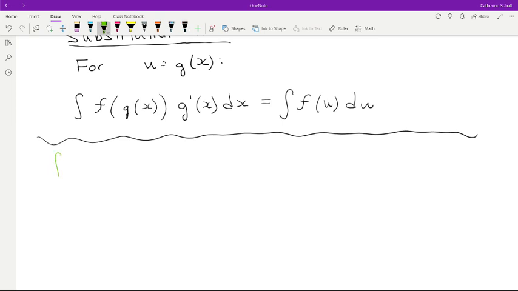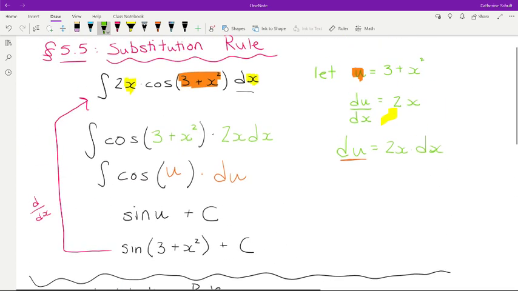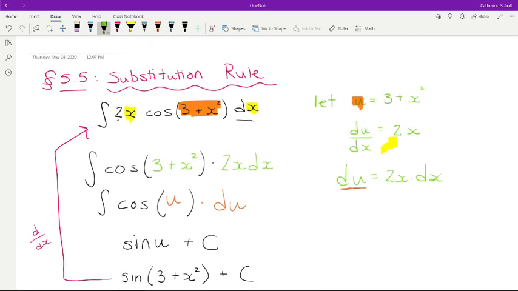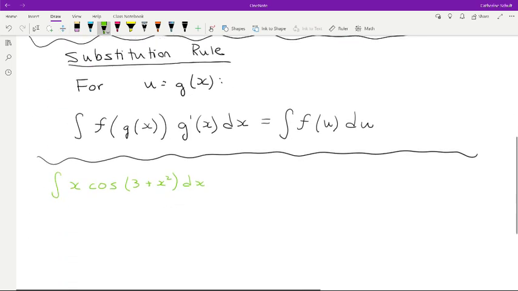Okay, so we would want to find, let's say, the indefinite integral still, we'll just do indefinite for now, of x cosine of 3 plus x squared dx. It's familiar, right? Last time it was almost the same thing, but we don't have the 2. So let's see how that's going to look.